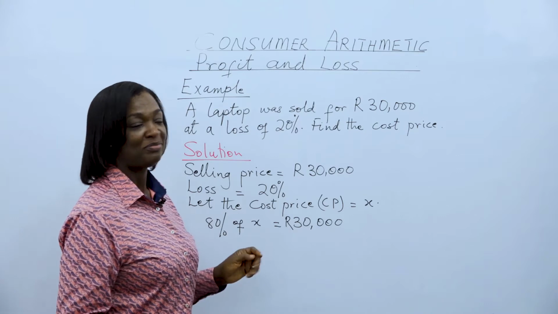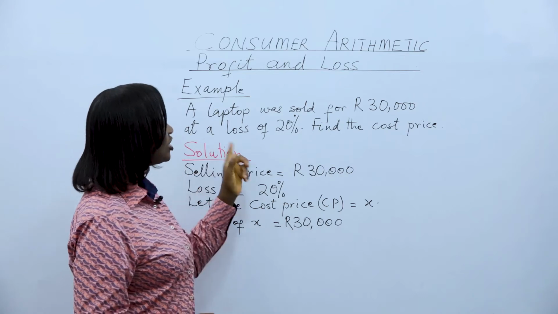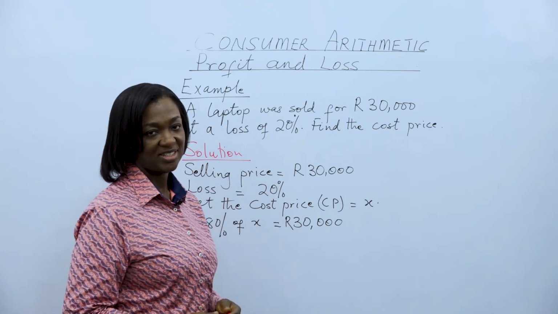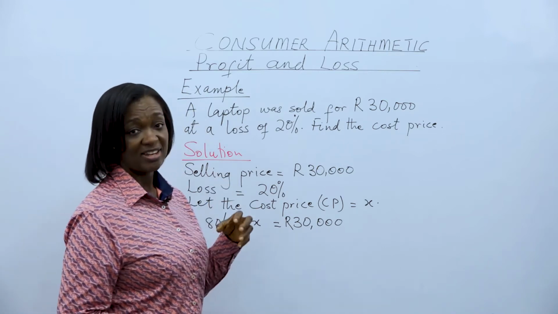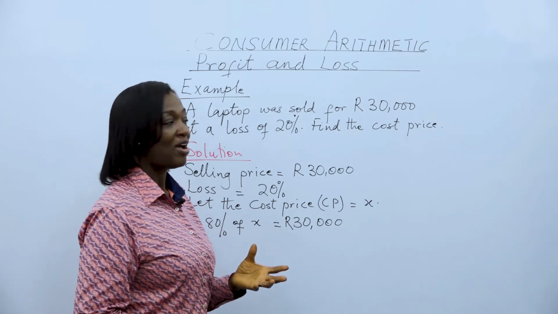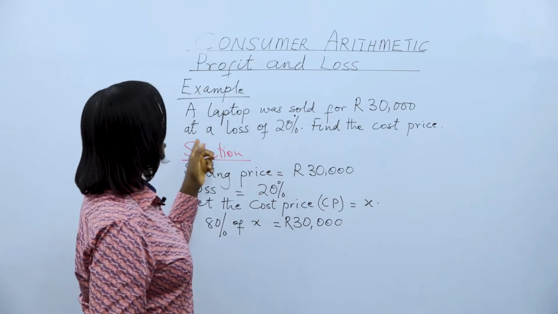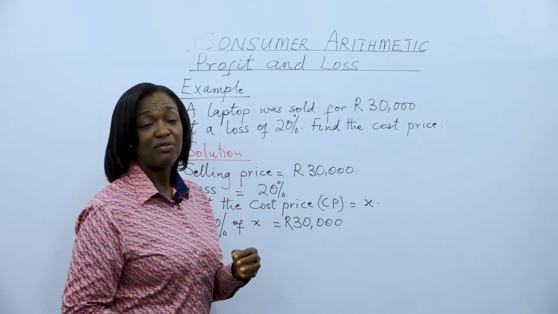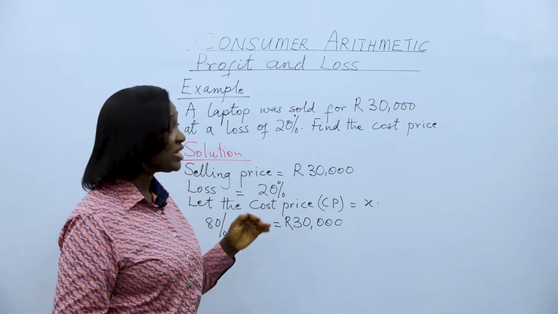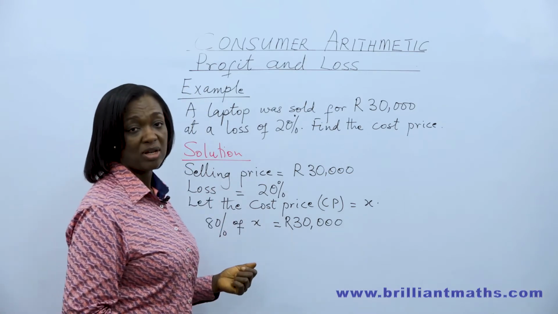Let's look at this example. A laptop was sold for 30,000 Rand at a loss of 20%. Find the cost price. Can we take this again? A laptop, most likely a MacBook, was sold for 30,000 Rand at a loss of 20%. That means that for selling it at 30,000 Rand, the trader actually made a loss of 20%. Find the cost price. To work this out, let's write the statement.